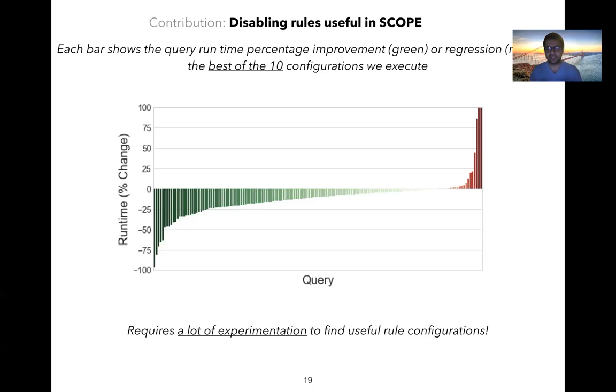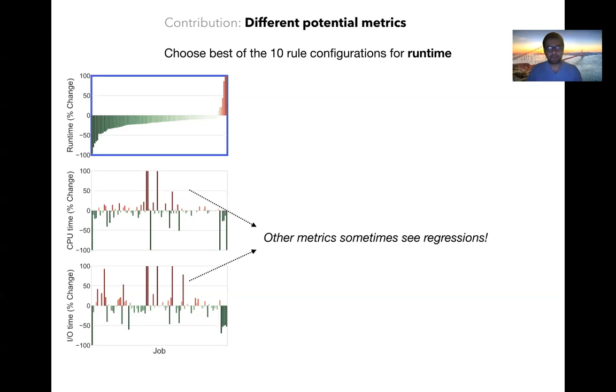The next thing to do is, because the problem here is that we spend a lot of time generating candidate rules, then executing a bunch of jobs, and this is expensive, we need to be able to make this decision at compile time. But even before that, more than just runtime improvements, another thing we noticed is that there are various other metrics that we could care about in Scope.